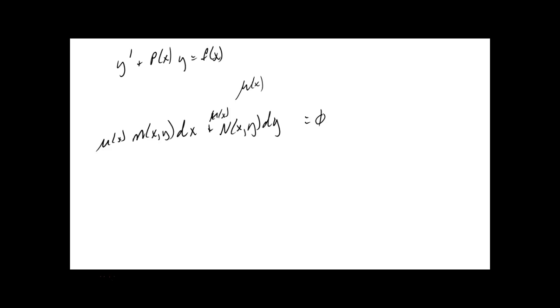So, if that's what we had, and you do your test, let me clear the board so we have more room, and then I'll write that last equation down. So we have mu of x, and this is mu of xy. Before it was mu of x. Now it's mu of xy. Mu of xy, M of xy dx plus mu of xy N of xy dy equals 0.